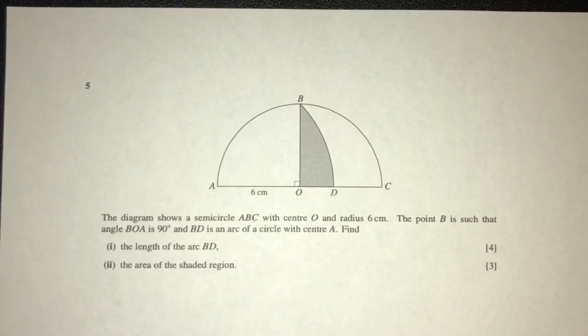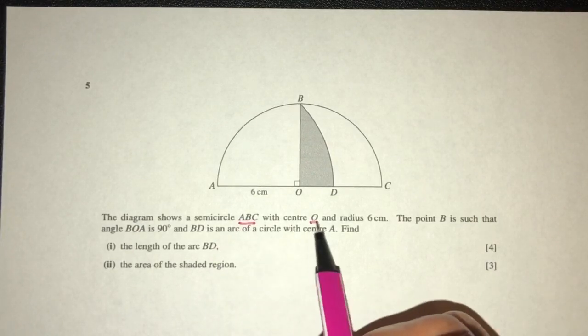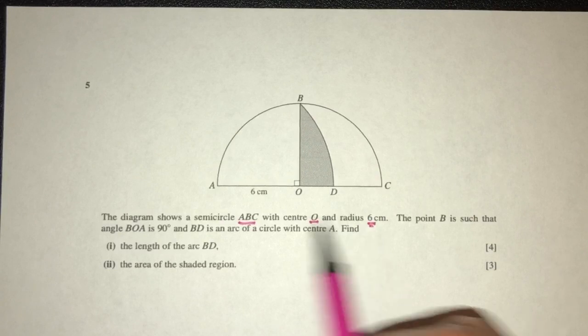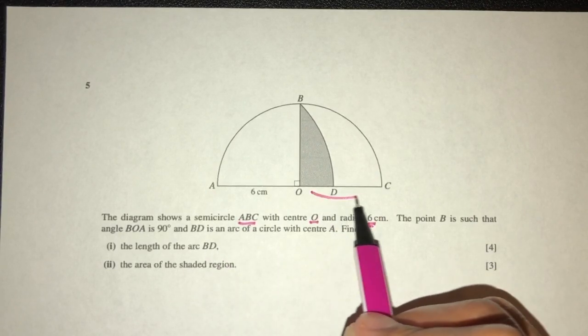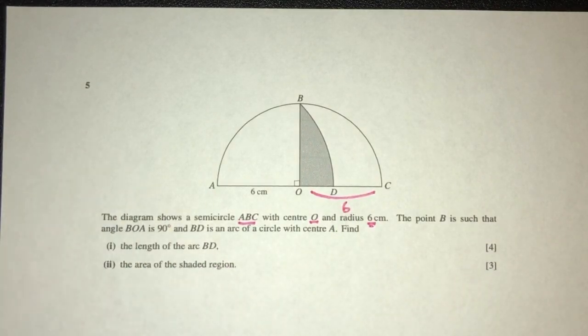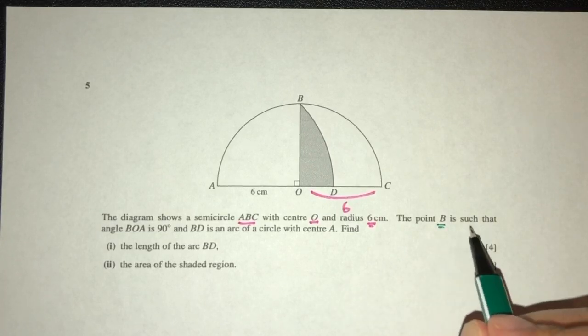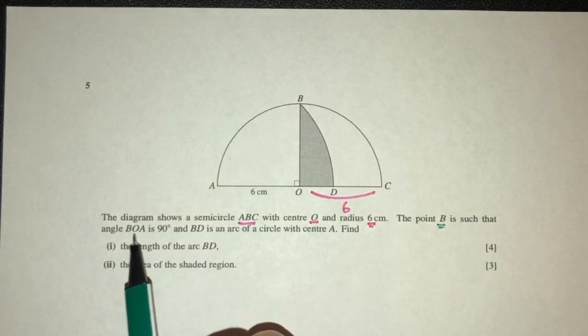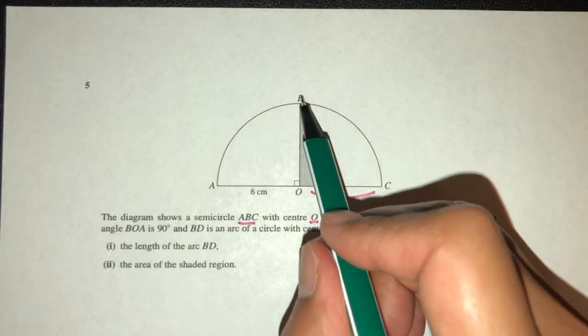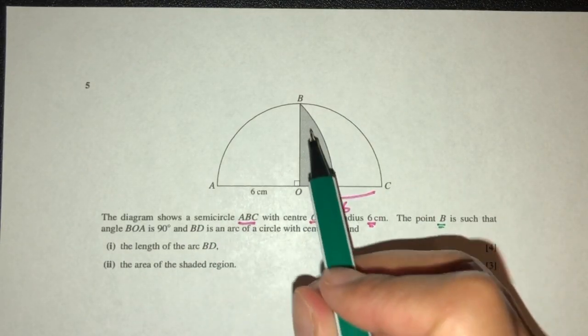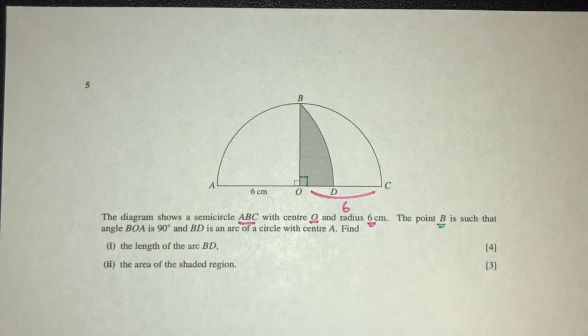Let's move on to the next question. The diagram shows a semicircle ABC with center O right here and radius 6. This is 6. This also will have to be the value of 6, right? The point B is such that the angle BOA is 90. So BOA is 90, which means BOC is also 90. Might make sense, right?